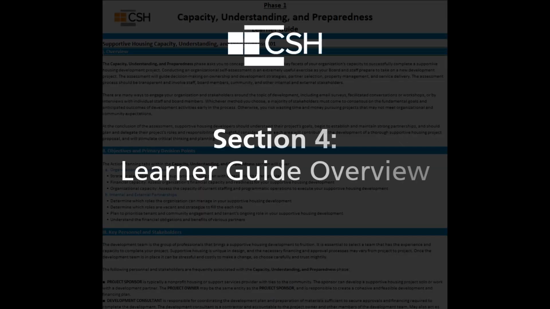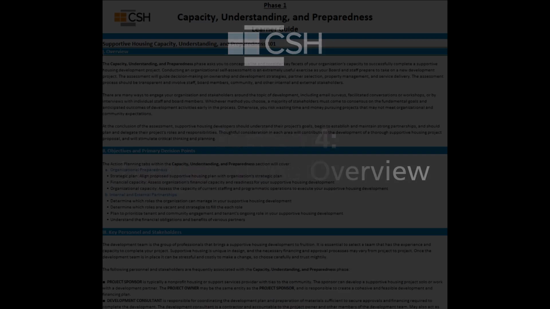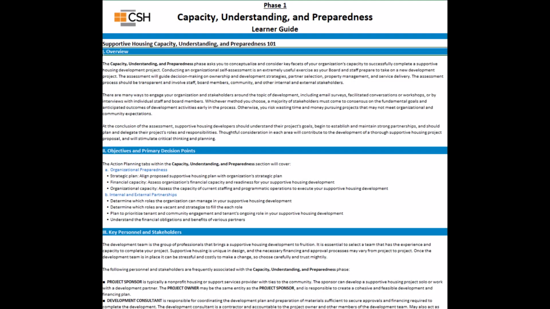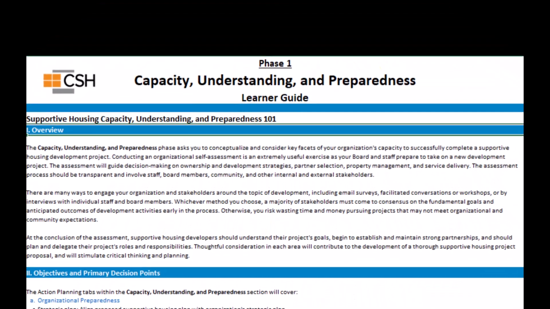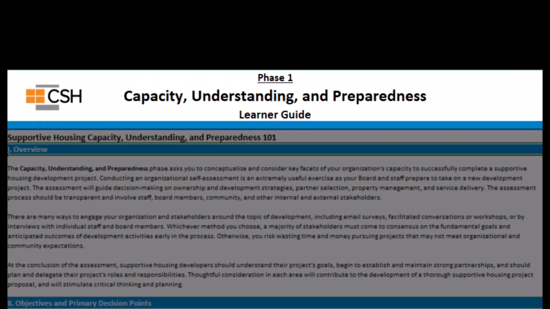Let's dive into the first component of this tool, learner guides. Each learner guide follows the same format. Once you're familiar with the format of one learner guide, you'll be comfortable with the rest. At the top of each learner guide, we identify the current phase. Here, it's Phase 1, Capacity, Understanding, and Preparedness. You'll also find links to relevant internal and external resources.